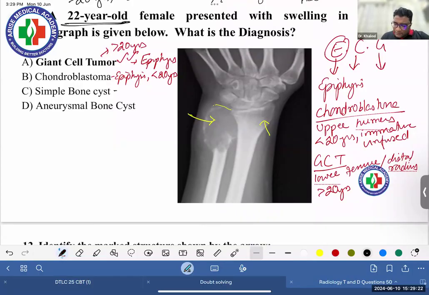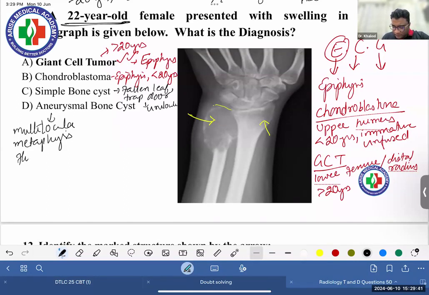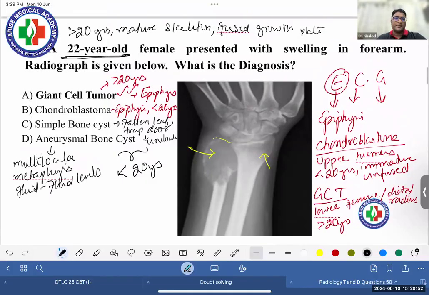And a simple bone cyst will have the fallen leaf sign and trapdoor sign. And a simple bone cyst is unilocular. Aneurysmal bone cyst is multilocular. This is in the metaphysis, right? This has fluid levels on MRI. But both of them occur in less than 20 years. So if you know the age group, that is enough to answer this.